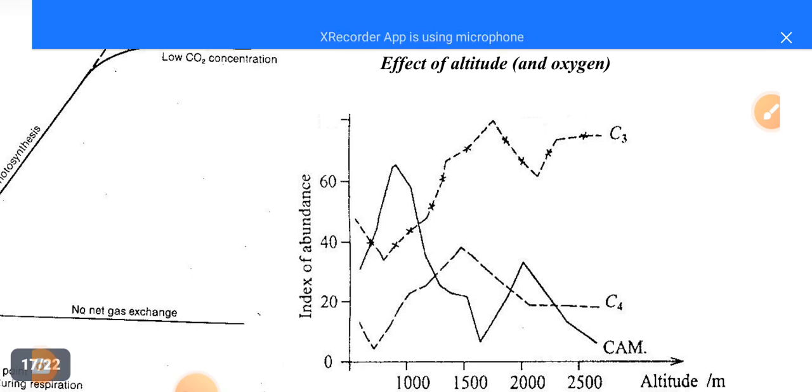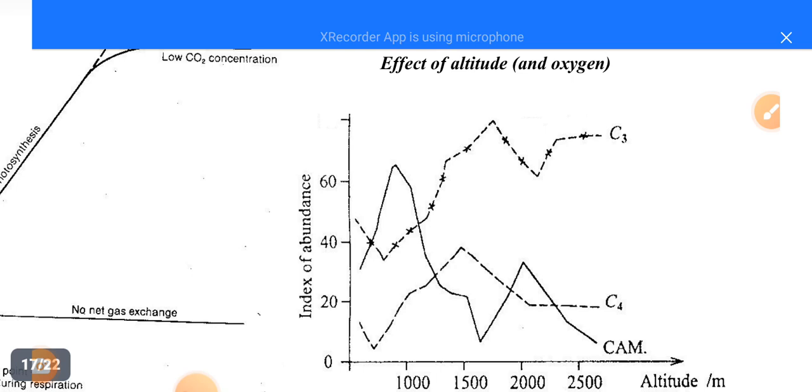We are seeing that C3 plants are more abundant at high altitude, that is, high elevation. Why? The explanation is that the decrease in atmospheric pressure at high altitude decreases the partial pressure of oxygen. This enables more productivity since photorespiration is reduced. So that is the explanation for that observation. We can move to the next observation.